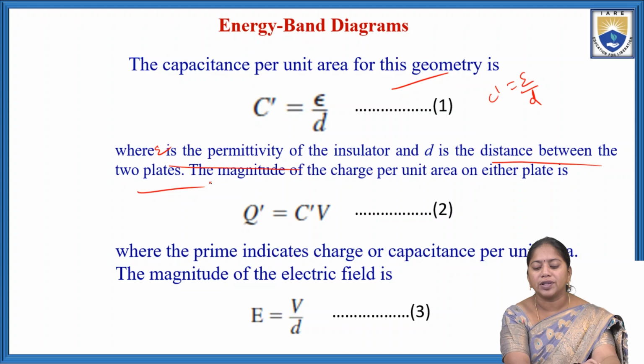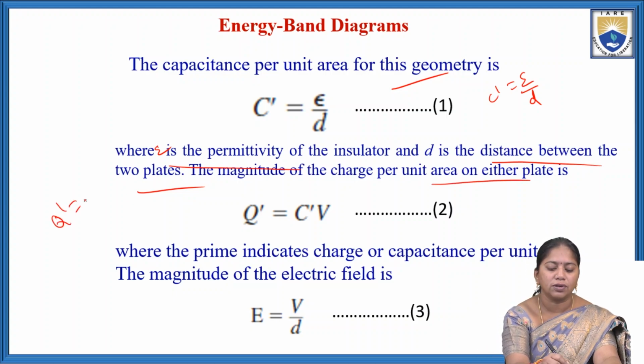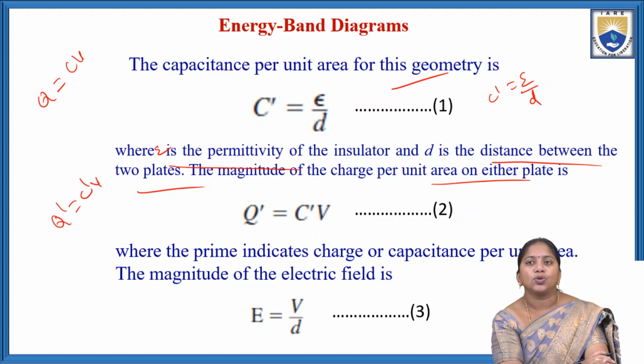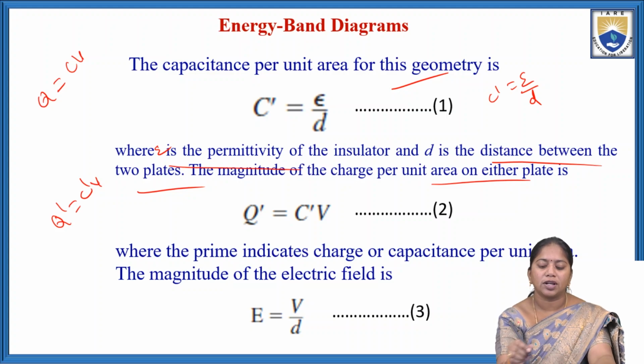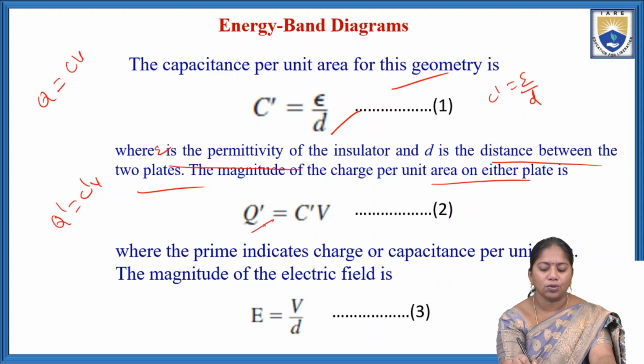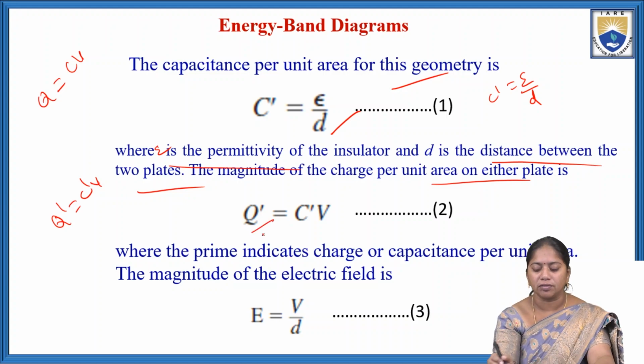The magnitude of the charge per unit area on either plate is the charge Q' equal to C'V. The general formula of the charge is Q equal to CV. In general, the capacitance per unit area for the given geometry is C' equal to epsilon by d, where epsilon is the permittivity of the insulator and d is the distance between the two plates. So the magnitude of the charge per unit area on either plate is Q' equal to C'V, that is equation 2, where the prime indicates the charge or capacitance per unit area.